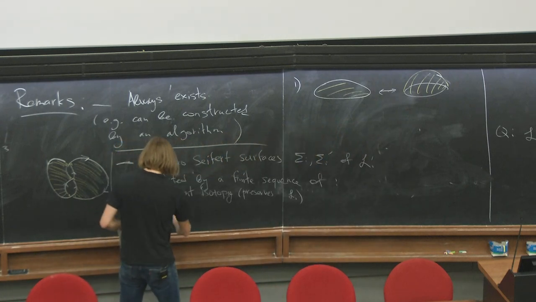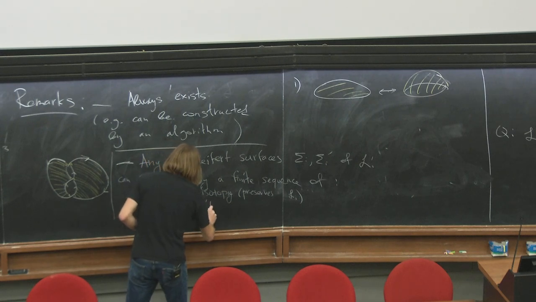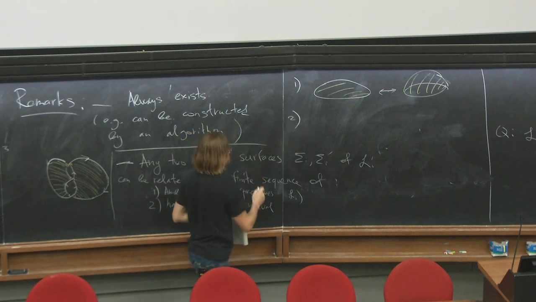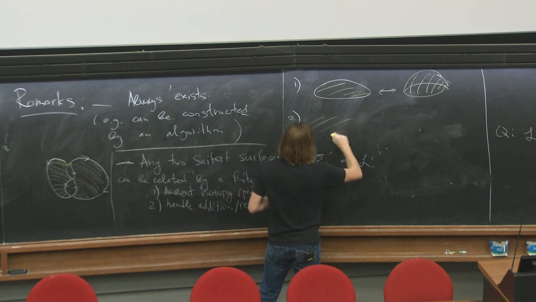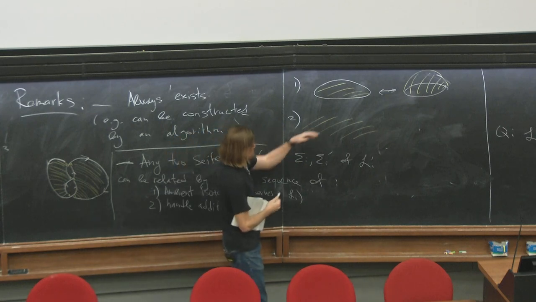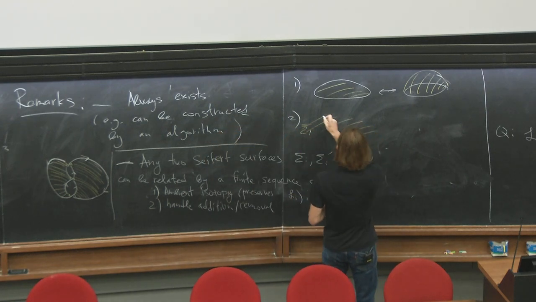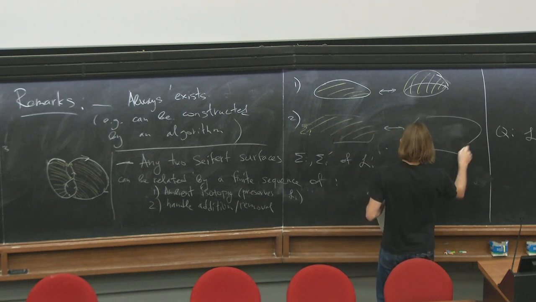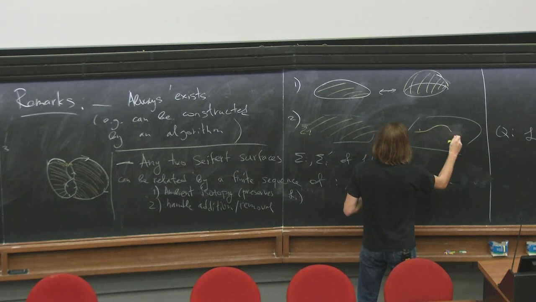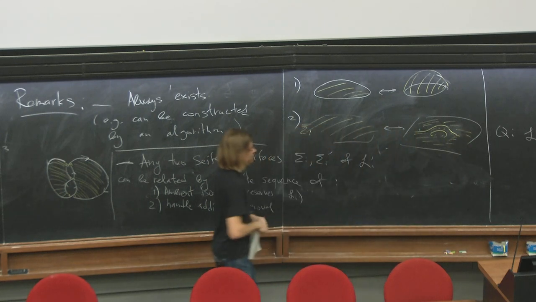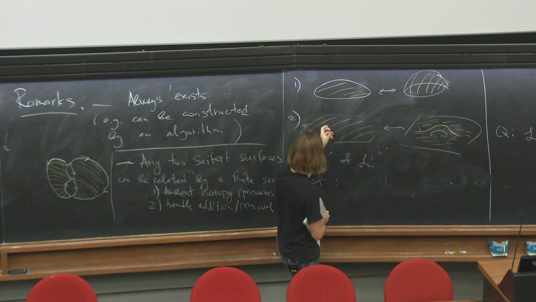The second operation is what is called handle addition or removal. And this looks as follows. If in some vicinity of some point my Seifert surface looks like this, I can change it. I can add a handle here, and it will look like this. Essentially, I take a tube, a circle times an interval, I cut out two holes here, and I attach this tube like this.